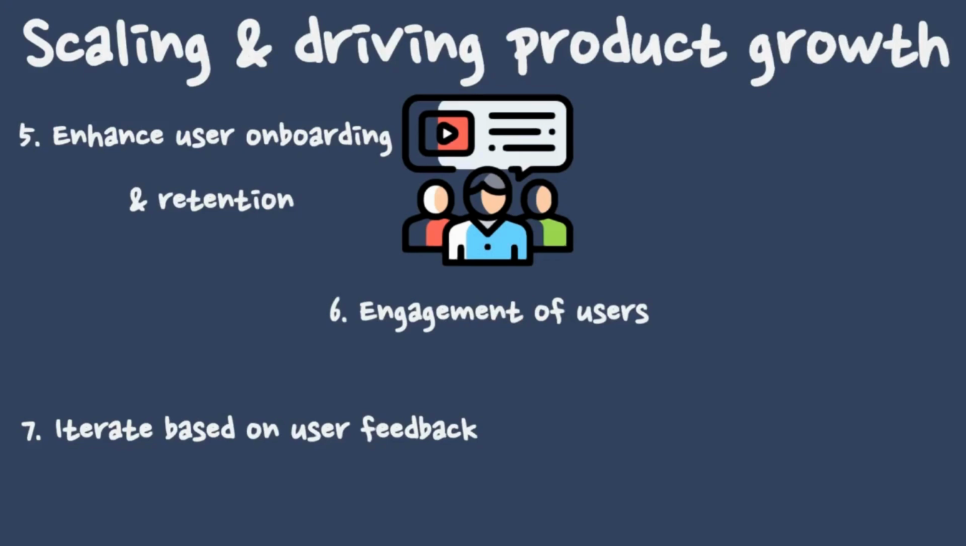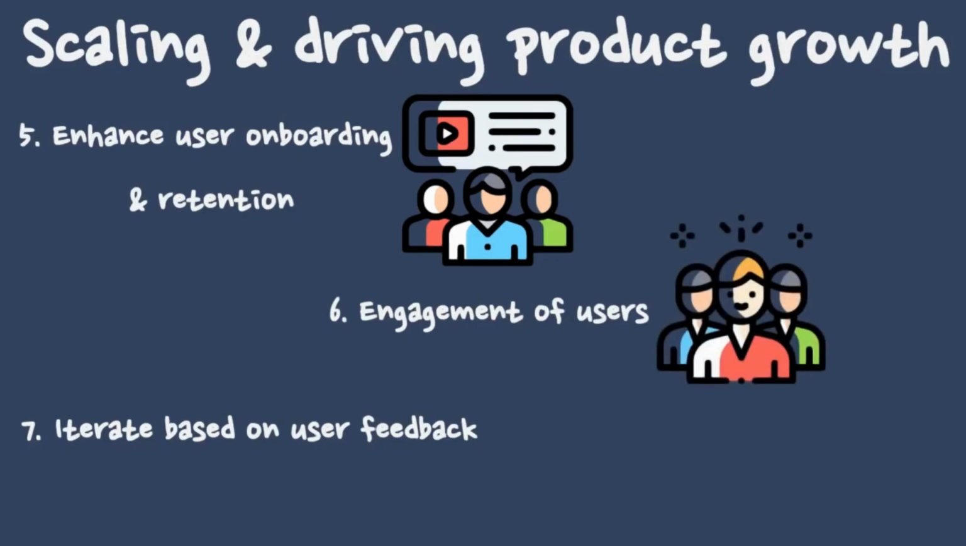Number 6. Engagement of users. Engage users with your products and encourage them to use it. Make sure your products have features and functionalities that keep users coming back and using it. Drive user engagement and increase the value they receive from your product by implementing strategies like gamification, notifications, personalization, and social features.